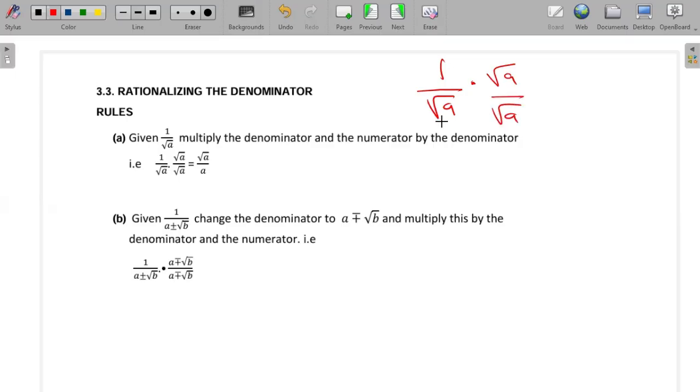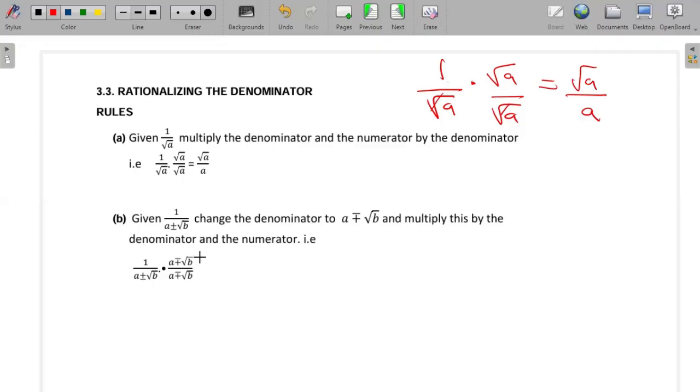So when you multiply a square root by a square root like that, the square root cancels like this and you just remain with A there. So in the denominator, you remain with A, and this is 1 multiplied by the square root of A, which just gives us square root of A like that.